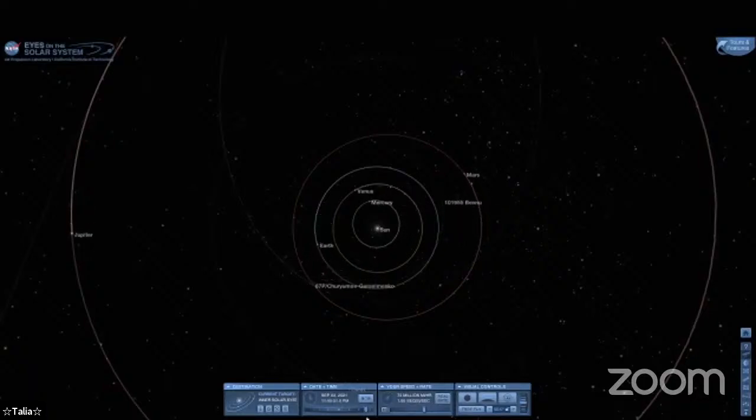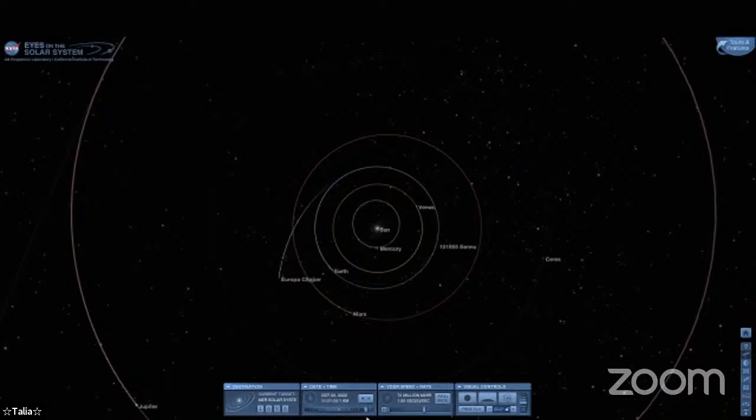You can see all of them orbiting around the sun, and that's because all of the planets are so much less massive than the sun is. The sun composes over 99% of all mass in the solar system.